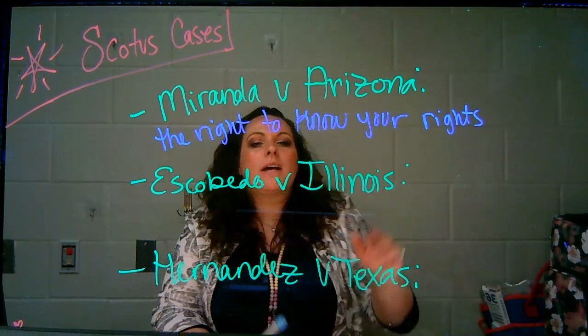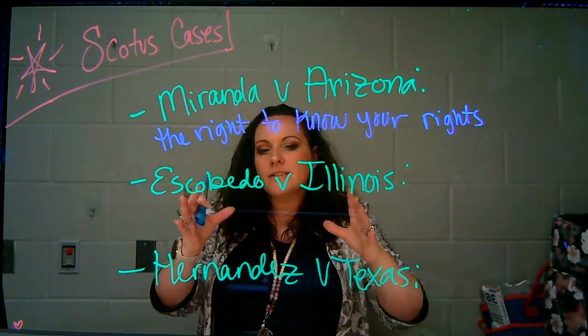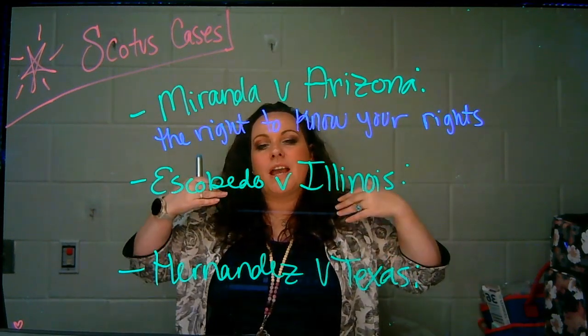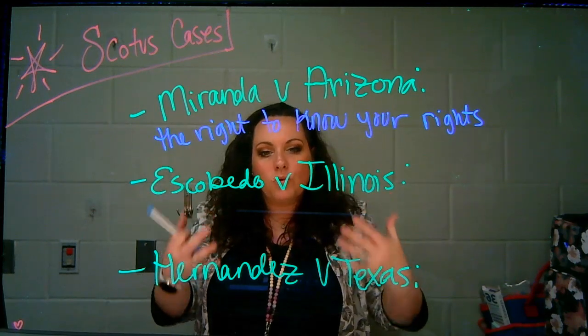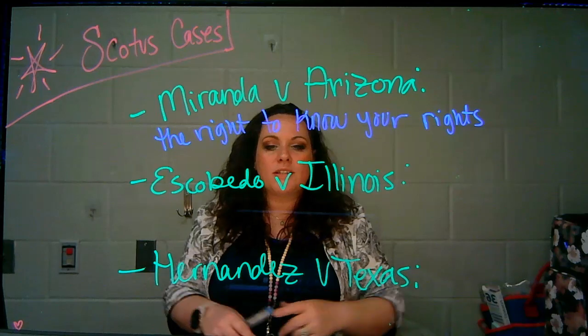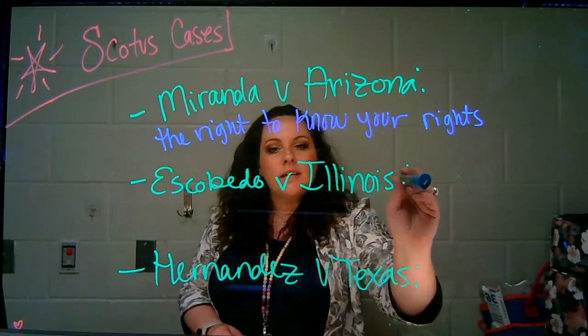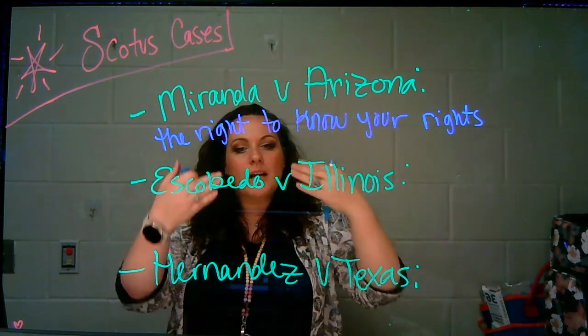Okay, so Escobedo v. Illinois, Miranda v. Arizona, Hernandez v. Texas, they are all cases to make sure that somebody has a fair trial. They have a fair process through the whole thing, and the process starts with the right to know your rights. Now, Escobedo v. Illinois is going to be the next process.